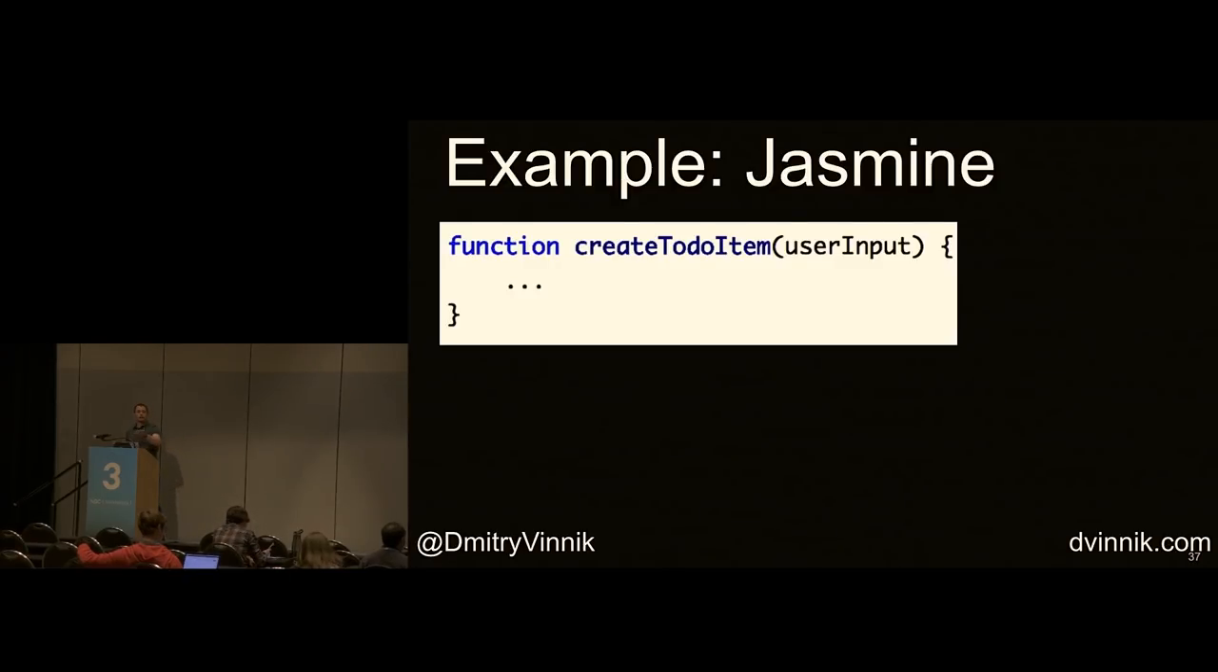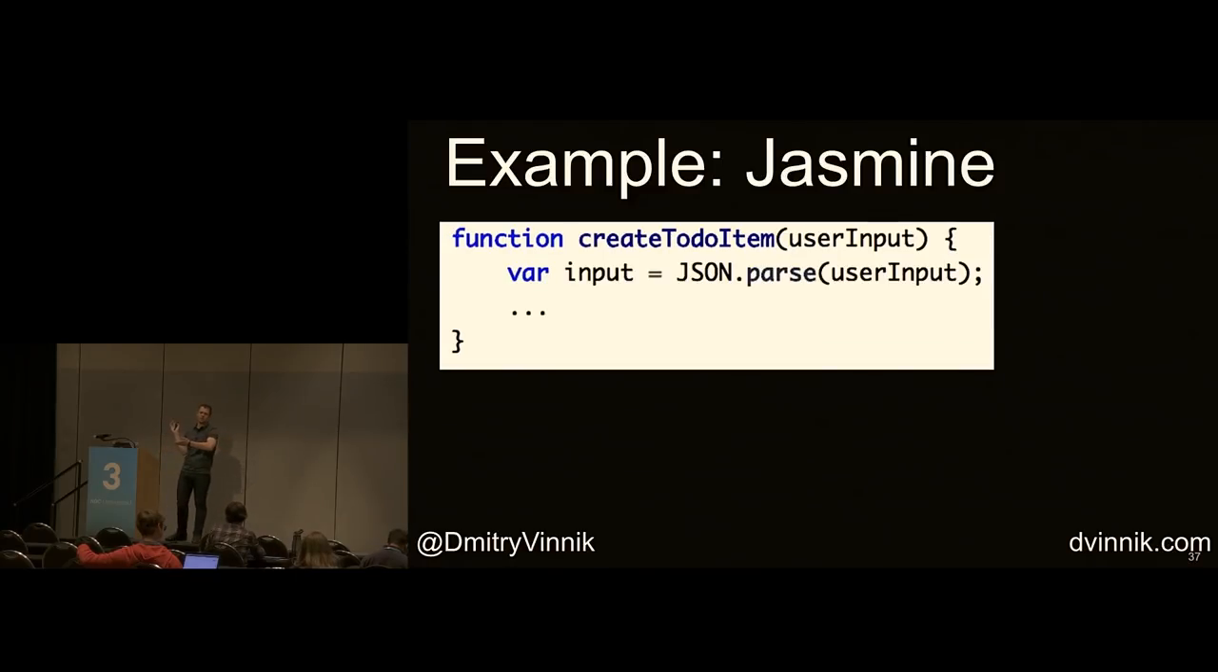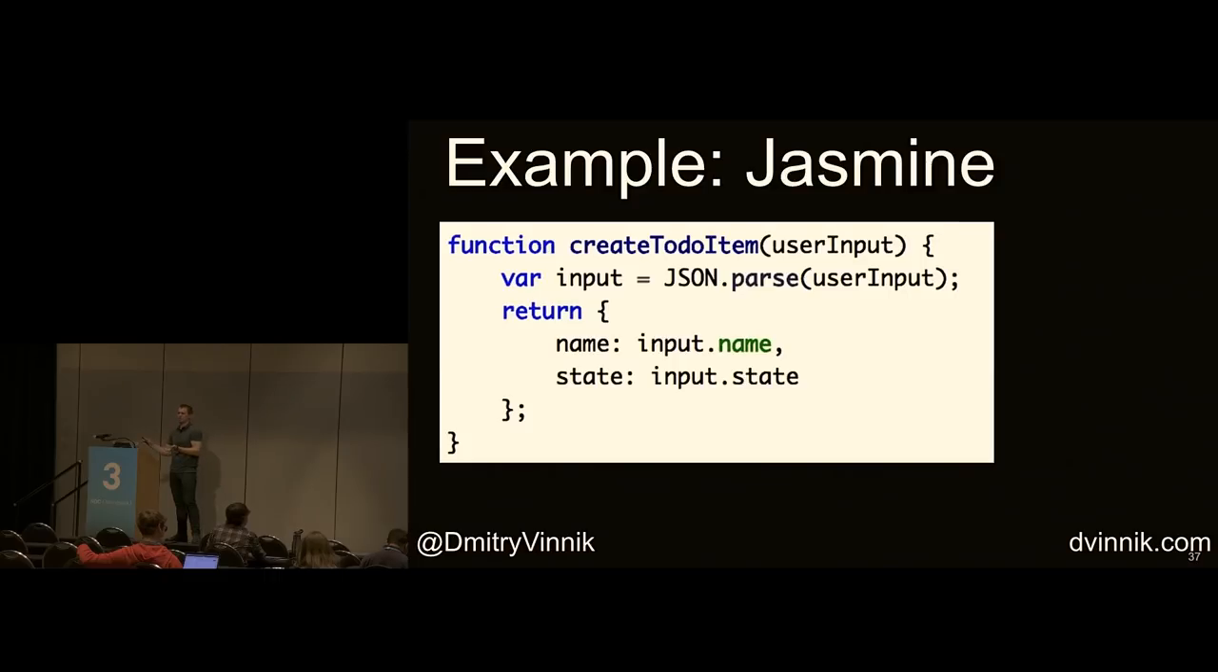That example to-do MVC app that I've showed you, let's say we created a simple test, create to-do item. In this case, this is the actual function in production, as an example. It takes a user input, converts it, and returns it in a specific state. Doesn't really matter what it does, I'm just showing you that as simple as it gets.